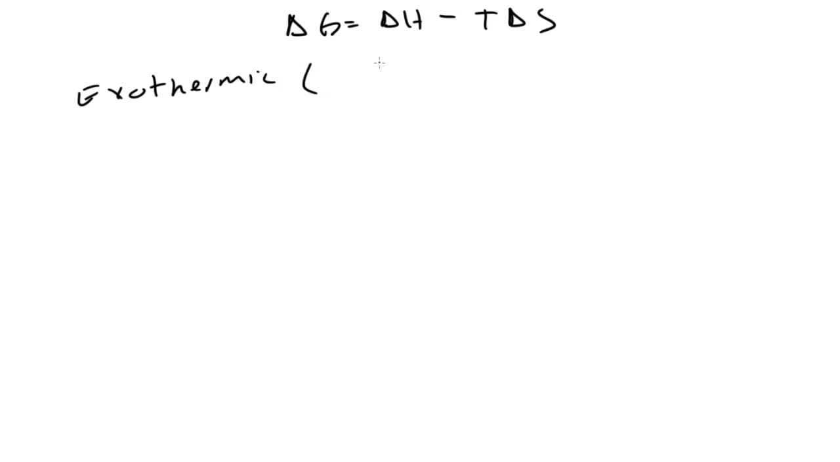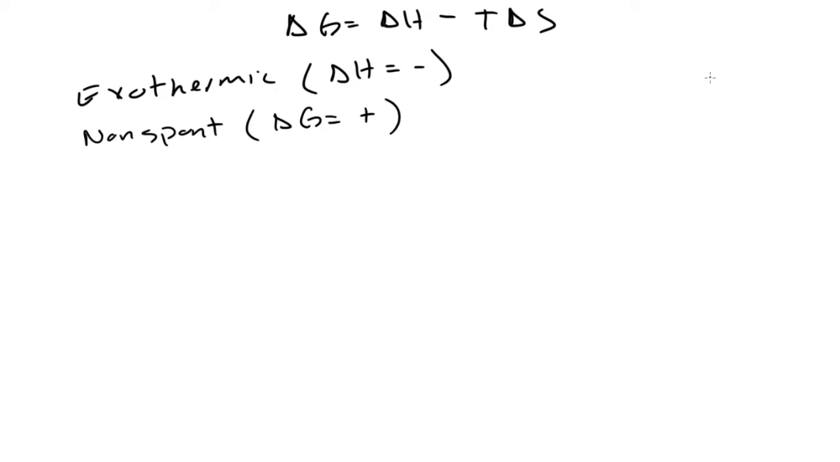Okay, exothermic. So what does that mean? That means delta H equals negative. And then let's say we want to say this is going to be non-spontaneous. Well, what does that mean? If it's non-spontaneous, that tells you delta G is going to be positive, right? Delta G is positive. It's non-spontaneous.